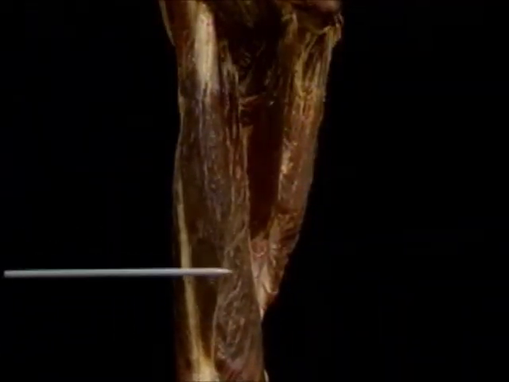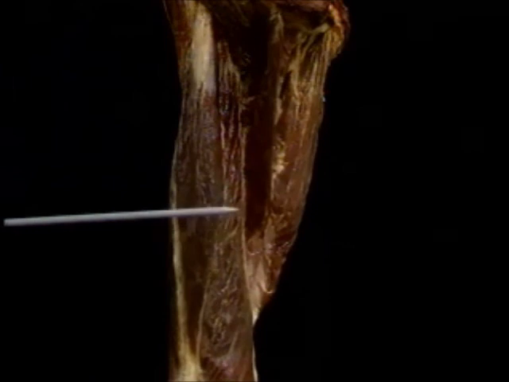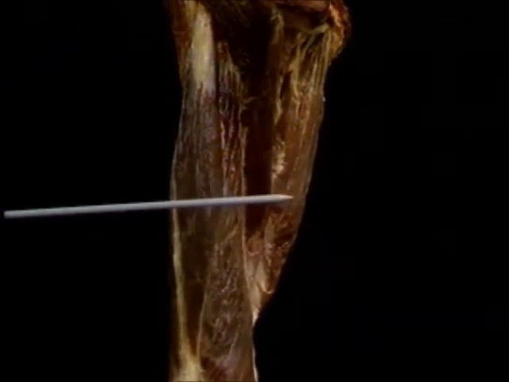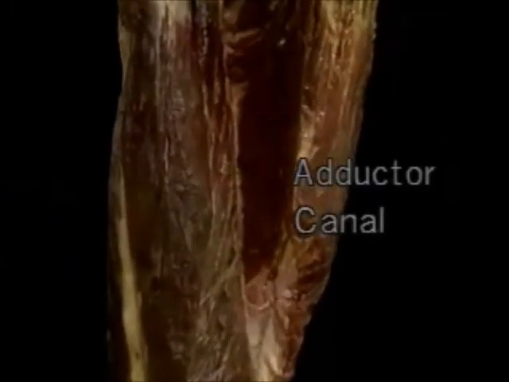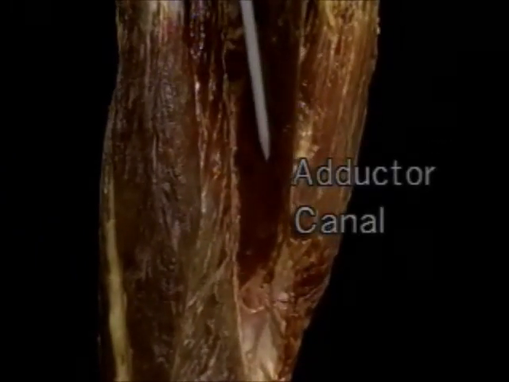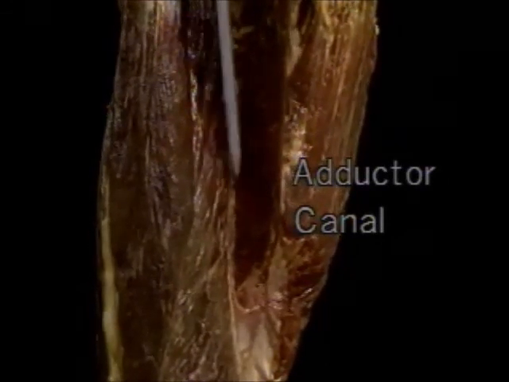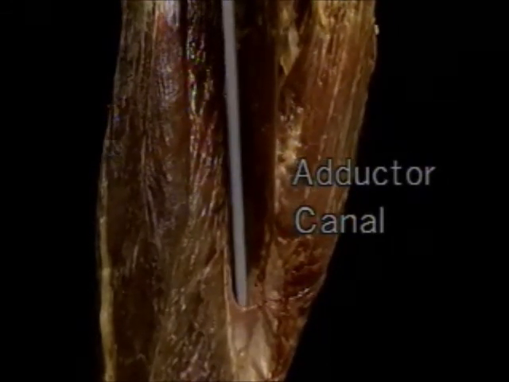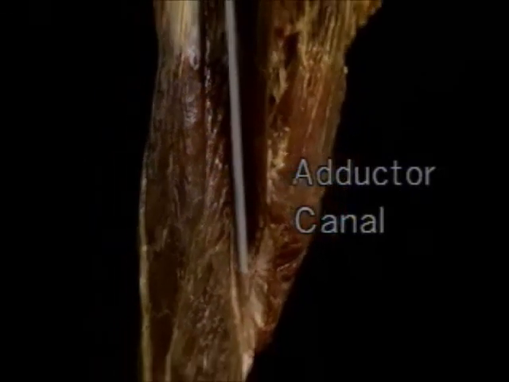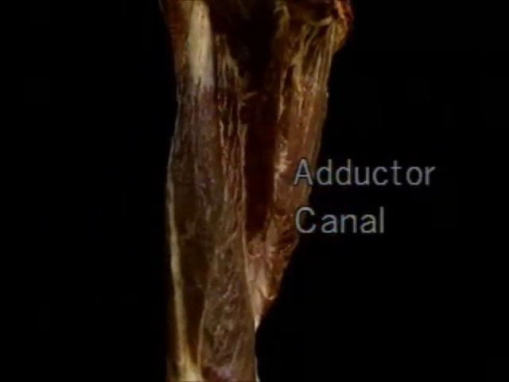Here's vastus medialis. Here are the adductor muscles, magnus behind, longus in front, and brevis up here. The adductor canal is formed by the groove between adductor longus and vastus medialis, and by this sheet of fascia, called the roof of the adductor canal, which bridges over between the muscles. The adductor canal is covered over by the sartorius muscle.